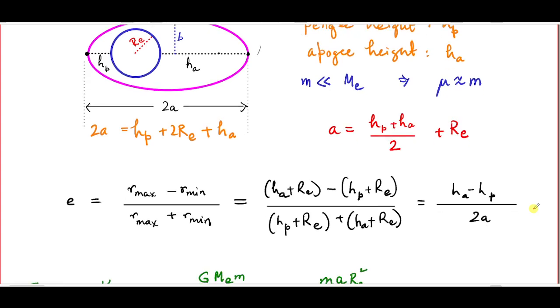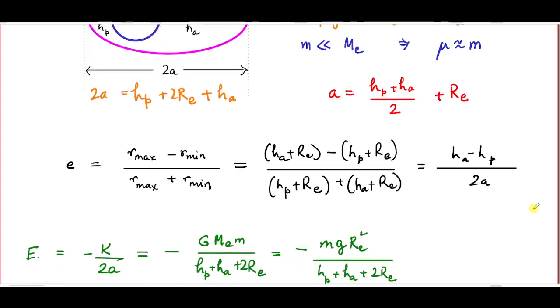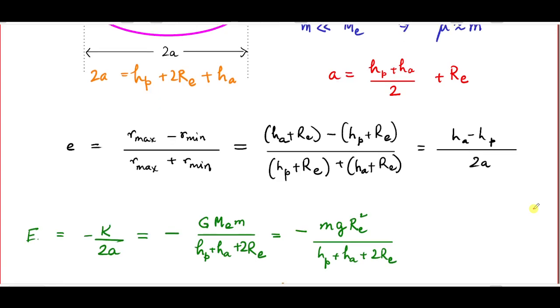the Earth. Now, once the satellite is in such an orbit, we have already seen that the energy is given by minus k, the Kepler constant, over twice a. So, since in our problem the Kepler constant is simply G times mass of the Earth times the mass of the satellite, you end up with minus G ME m by HP plus HA plus twice RE, or by using the acceleration due to gravity at the surface of the Earth as a parameter, you can rewrite this quantity up here as m g RE squared and obtain an equivalent formula.